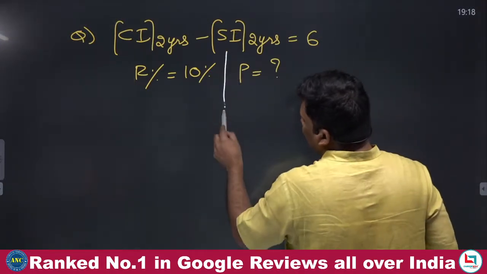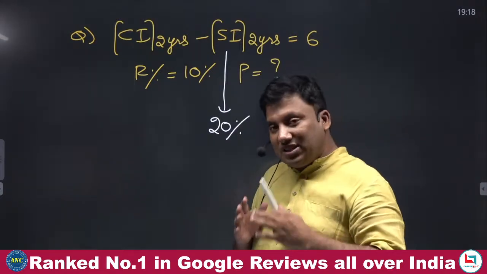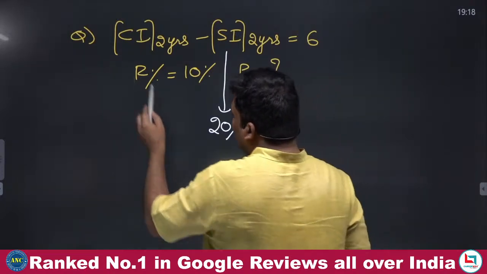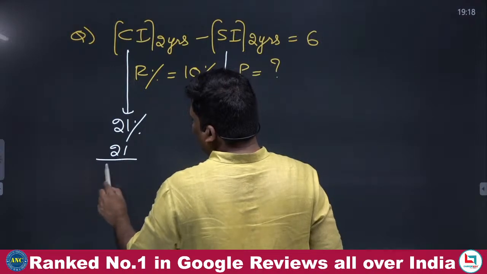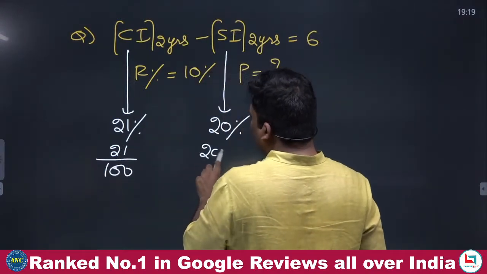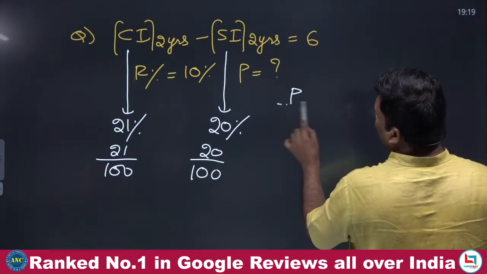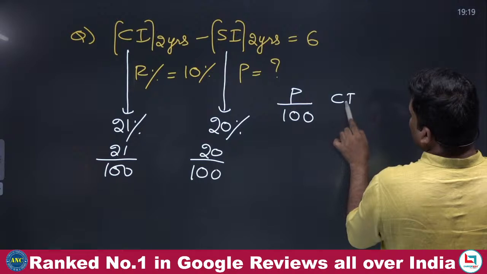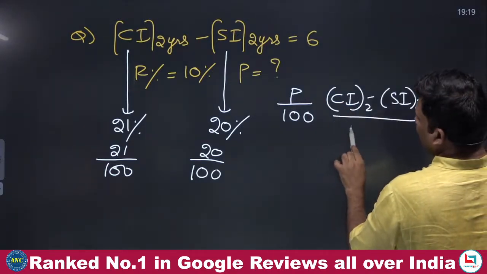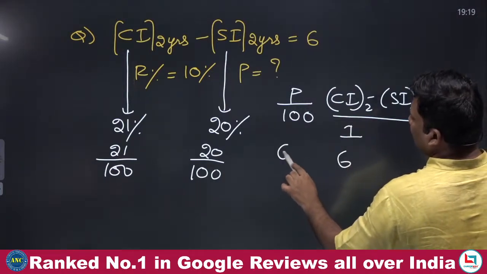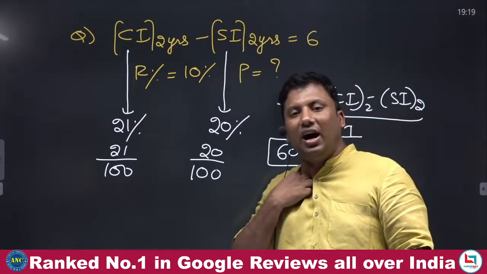If it is 10%, in case of SI the rate of interest is always the same. First year 10, second year 10, total 20. In case of CI, it is successive, 21%. So it is 21 by 100 and 20 by 100. The denominator is always the principal, so P is 100. The change will be CI for 2 minus SI for 2, which will be 1. But according to the question it is 6, so the principal will be 600. Is the idea clear?